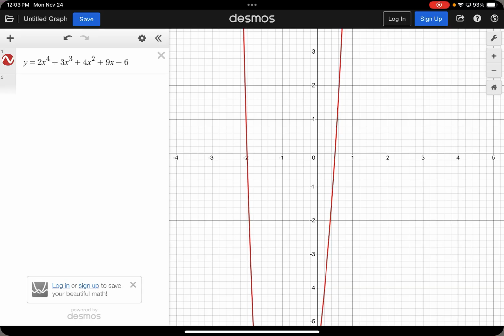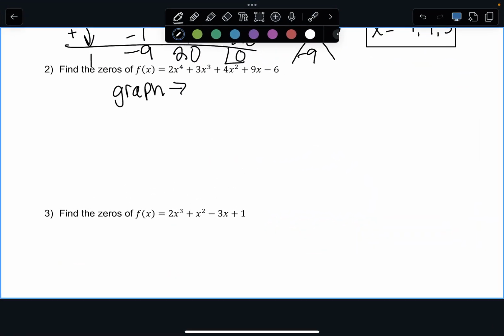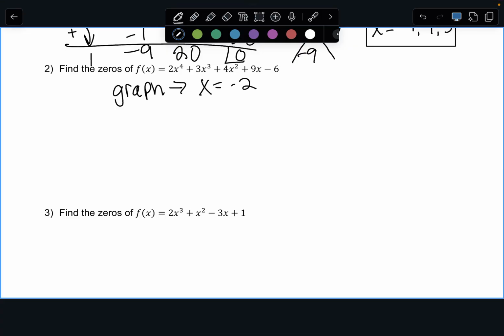Okay. So from my graph, I got x equals -2. What's my special number? -2. And it goes with my factor, x plus 2. Okay, across the top, all of my coefficients. 2, 3, 4, 9, -6.